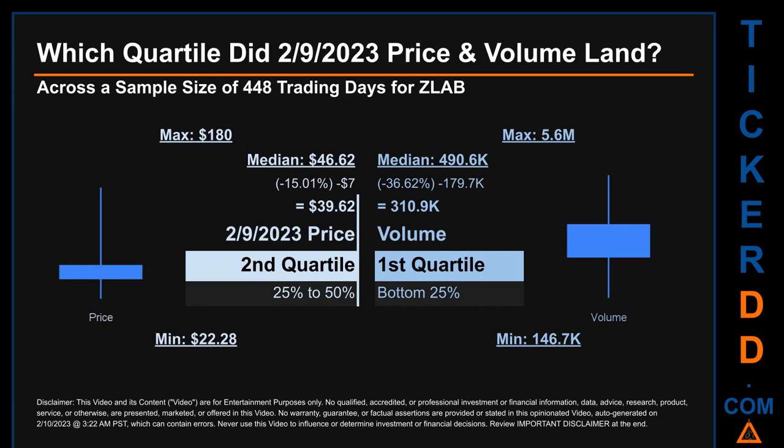Quartiles tell us about the spread of a data set by breaking that data set into quarters, just like how the median breaks the set into half. Descriptively, ZLAB has a median price of $46.62. Therefore, the 9th of February 2023 price was lower from that middle marker by 15.01%. The day's volume of 310.9 thousand was less than the median by 36.62%.